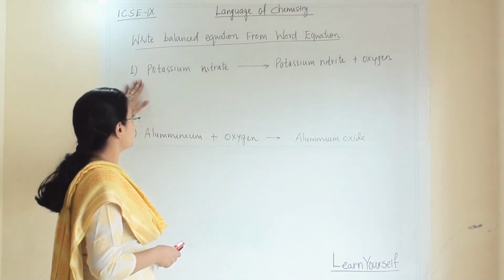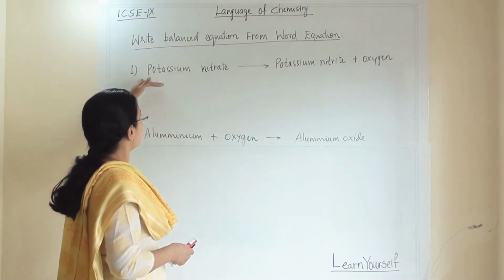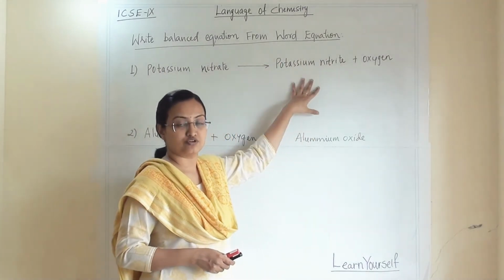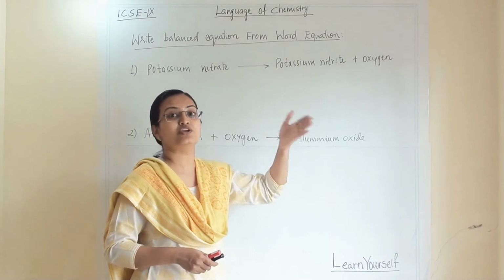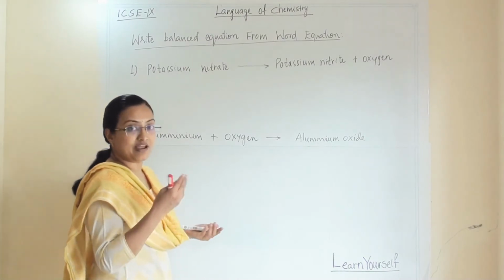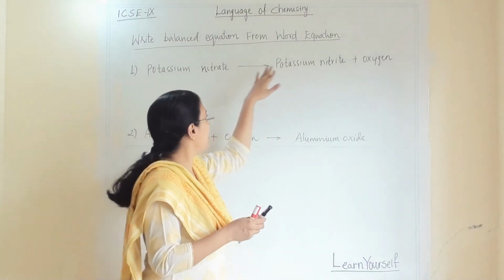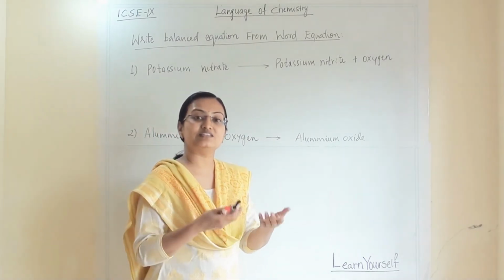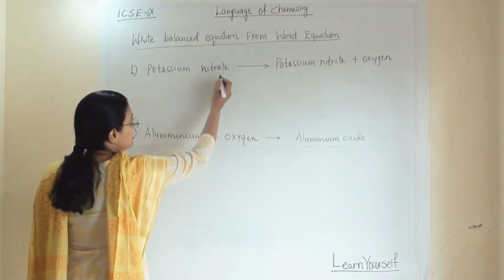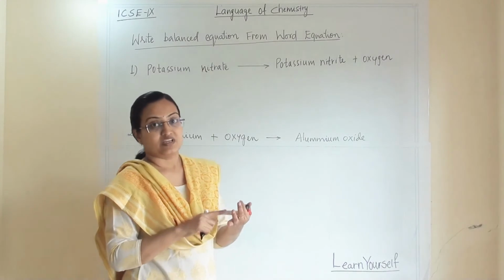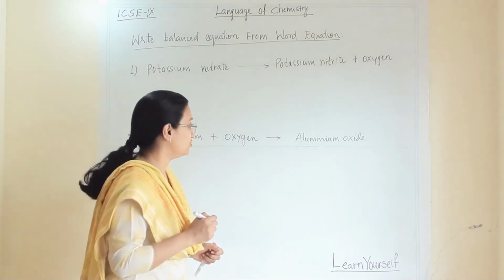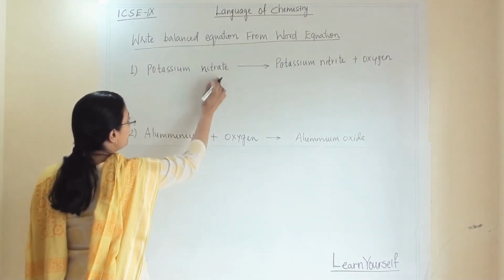So our first question is, this is a word equation. The equation which is written in word format is a word equation. From that we are going to write the molecular equation, and that too it should be balanced. So first we will write a molecular formula for each and every compound, and then we will see whether it is balanced or not. So first, potassium nitrate. We know what is potassium. It is K. Then nitrate. What is the formula for nitrate? It is NO3.